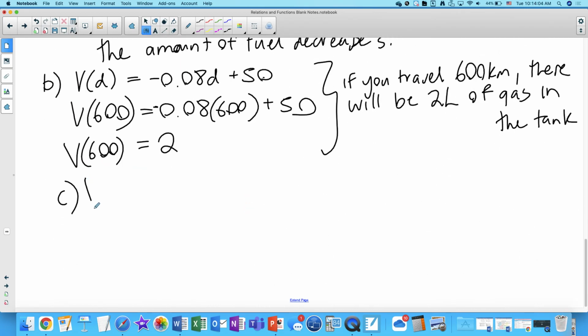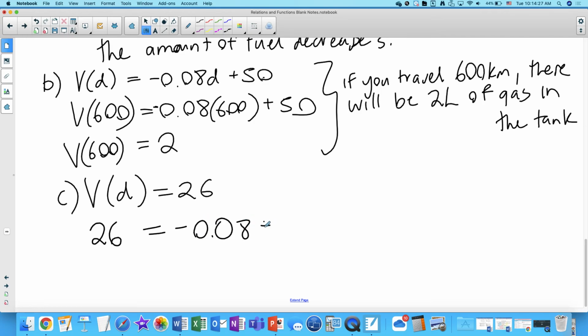Yeah, you replace V of D with 26, so you replace the left side, the V of D, with 26, and you write out the rest. And then we have to solve. Okay, so first that involves, oh, D, sorry, I forgot the D in there, that's pretty important. First that involves isolating the D term, which means we have to undo addition of 50, so we're going to subtract 50 from both sides. Okay, so 26 minus 50 is negative 24 equals negative 0.08D.